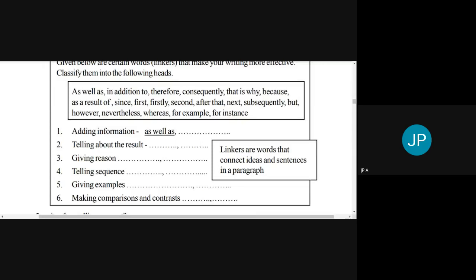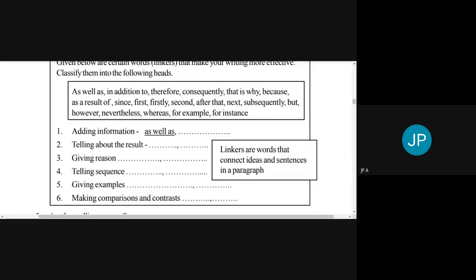He did not secure the minimum marks. Therefore, he failed in the examination. He failed in the examination. Consequently, he did not get the job. He failed in the test. Consequently, he did not get selected. Okay, giving reason.